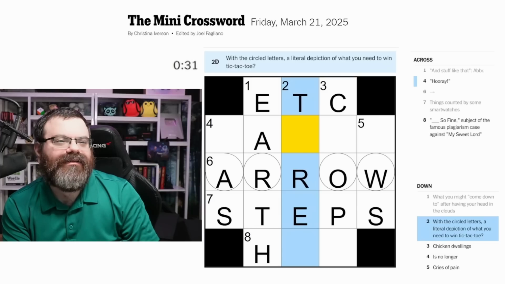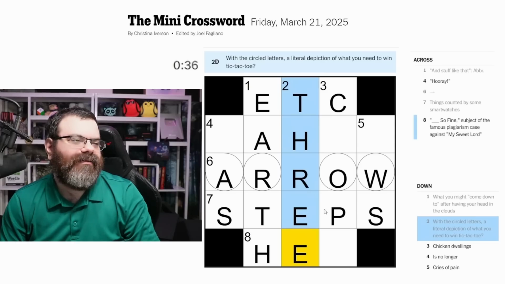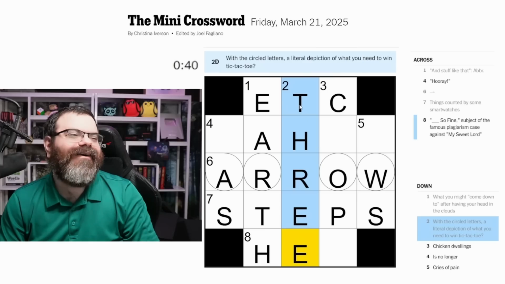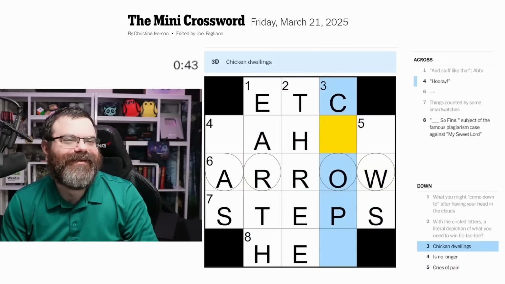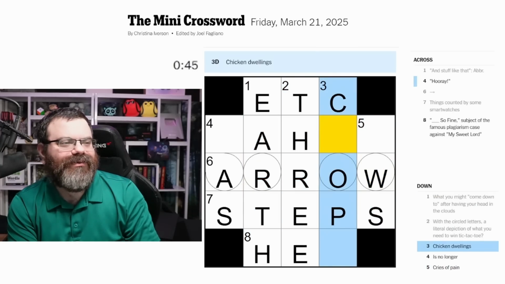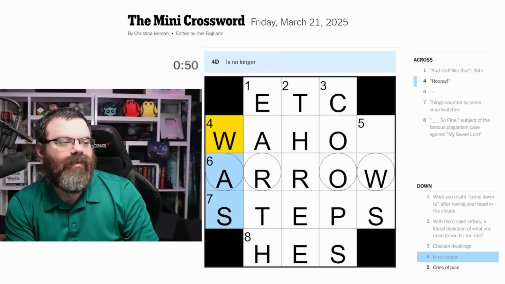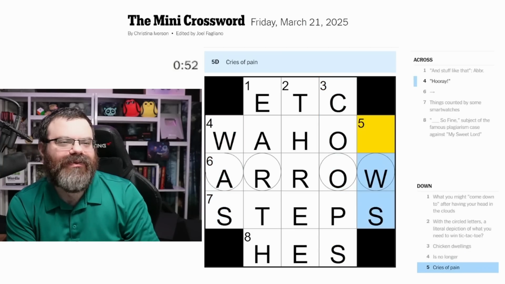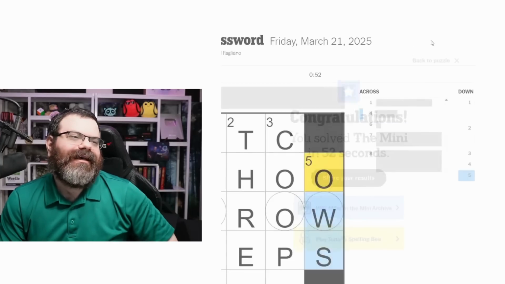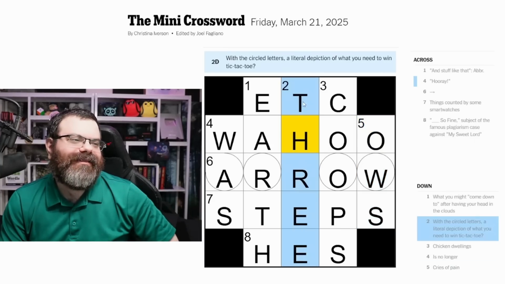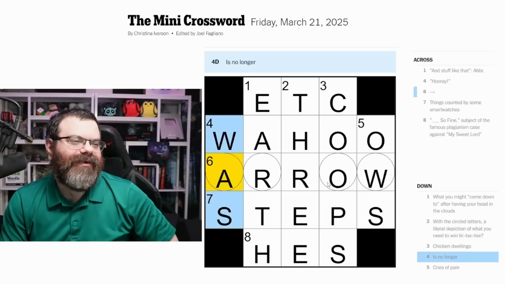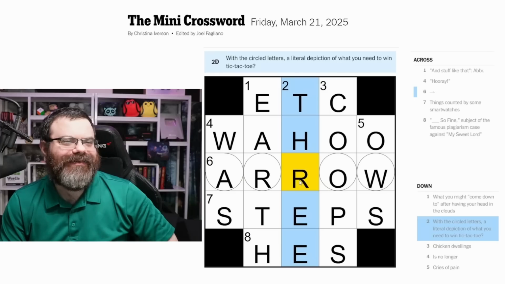With the circled letters, a literal depiction of what you need to win tic-tac-toe. Three in a row. Oh, because three is in a row. Oh, that's fun. Okay. Chicken dwellings are coops. Is no longer. Was. Okay. Oh, this is Wahoo, and cries of pain are owls. All right, pretty straightforward today, but it was fun. I like the construction here, where three in a row is how you win tic-tac-toe.